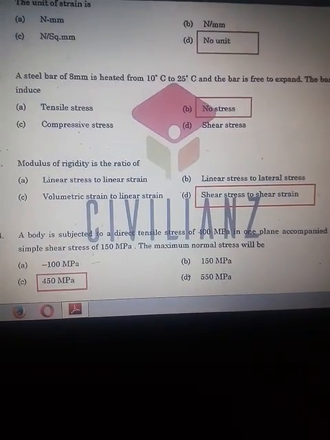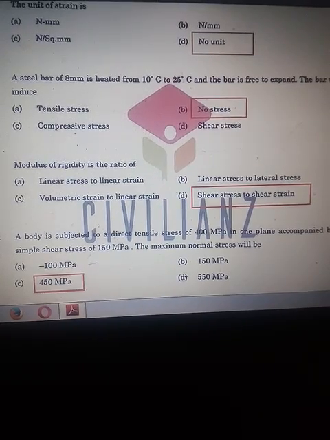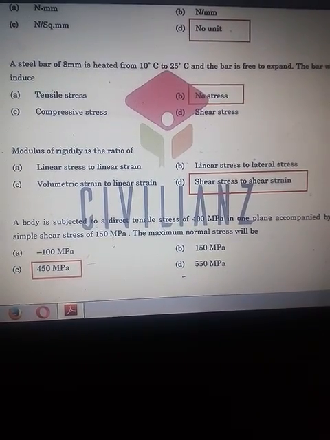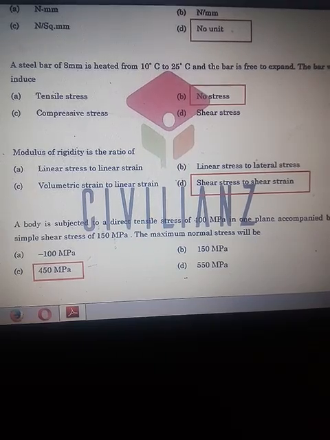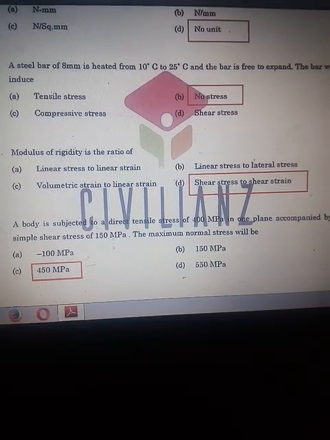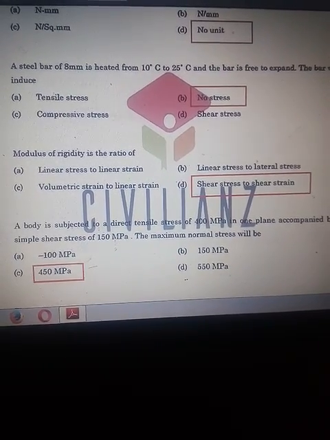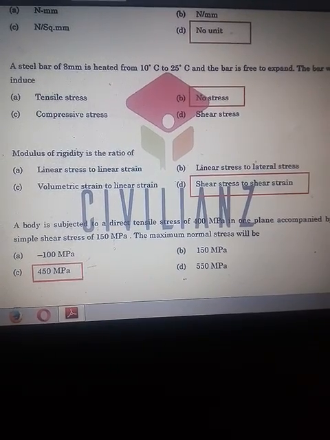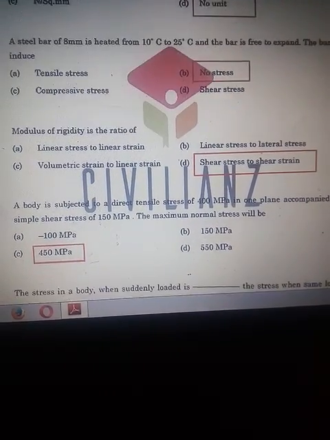Now next question. Modulus of rigidity is the ratio of the linear stress to linear strain, linear stress to lateral stress, volumetric strain to linear strain, shear stress to shear strain. So the right answer of this question will be D, shear stress to shear strain.